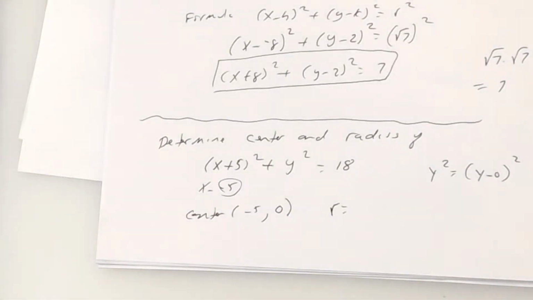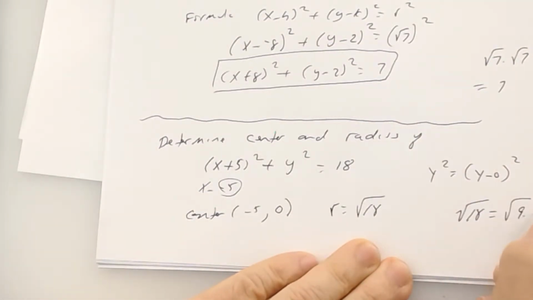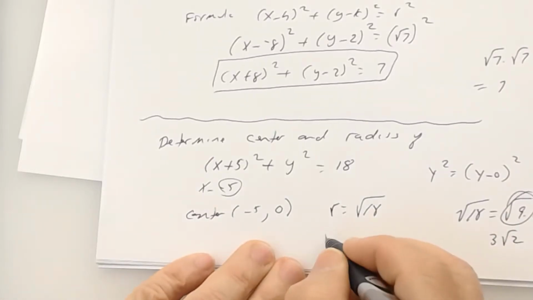All right, let's talk about the radius. How do I find the radius? The square root of what? 18, correct? Square root of 18. But the directions will say simplify the radicals. So besides the number 1, is there a perfect square that goes into 18? 9. So I can rewrite the square root of 18 as the square root of 9 times 2. And what's the square root of 9? 3, so I get 3 square root of 2. So that's your radius.